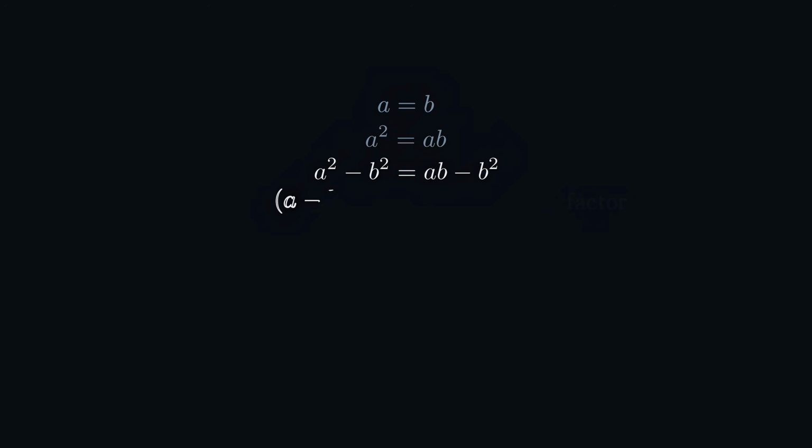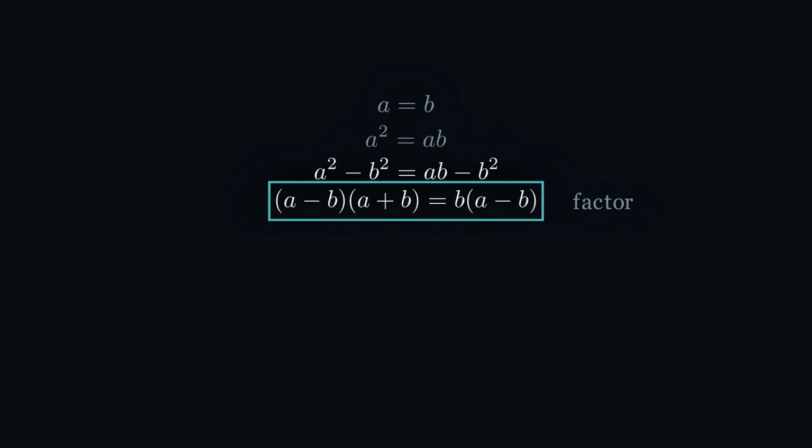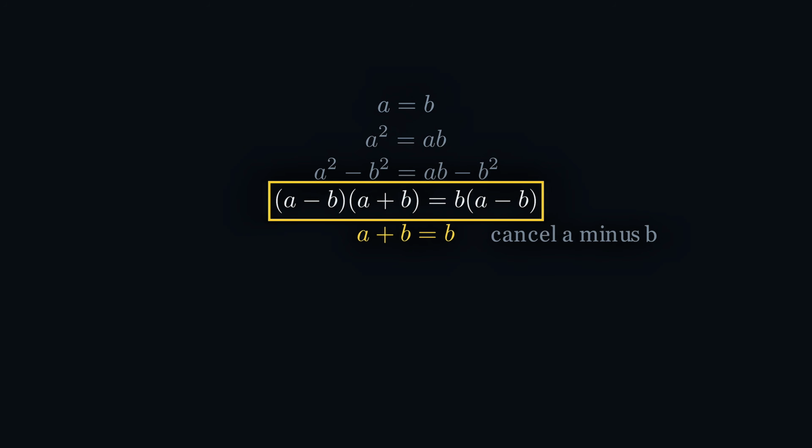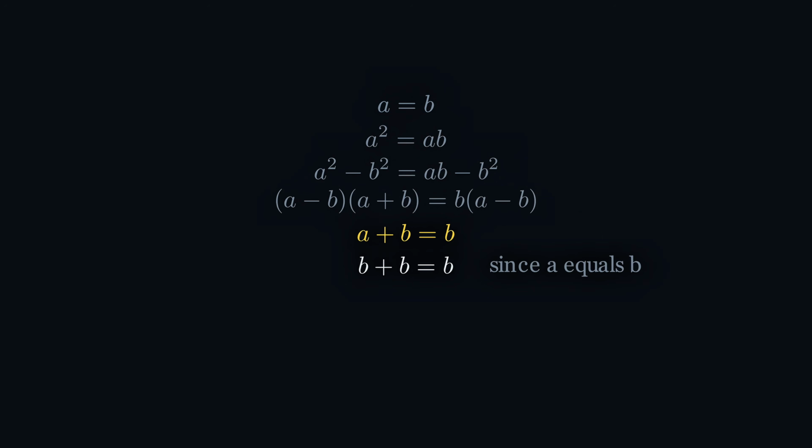And we're actually going to factor both sides, so the left side is difference of squares, and the right side we can take out a b. And then, we're going to cancel out that a minus b in the parentheses. So a plus b equals b, but we established earlier that a equals b, so b plus b equals b. But then we get 2b equals b, and then divide both sides by b, 2 equals 1.